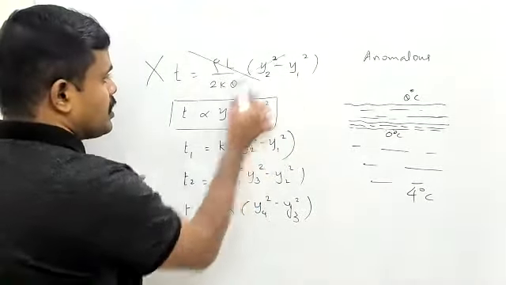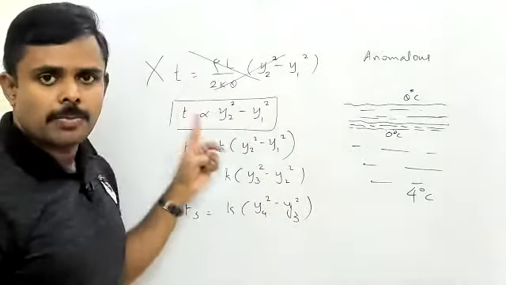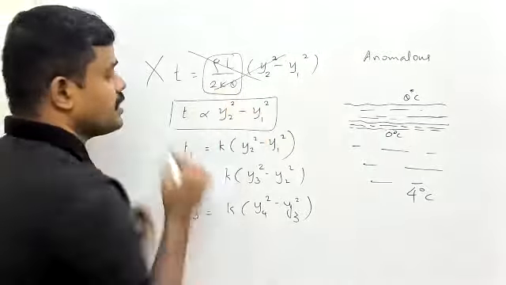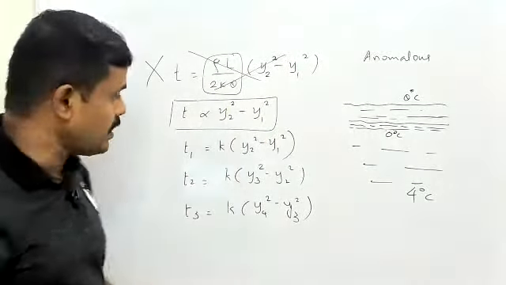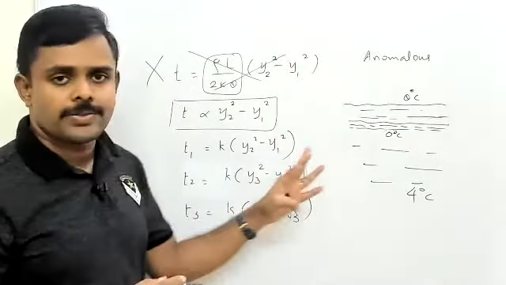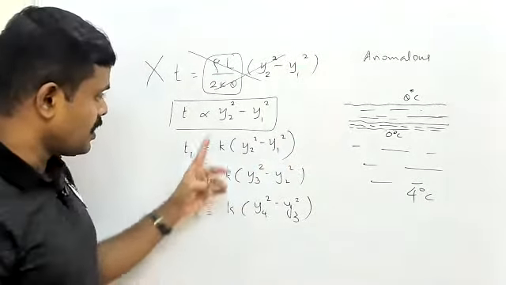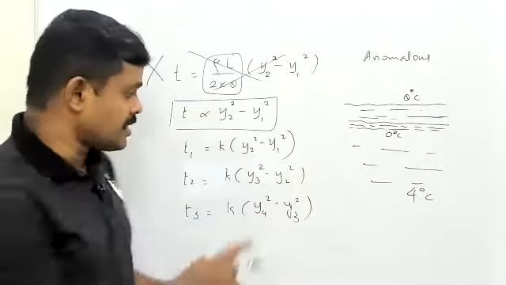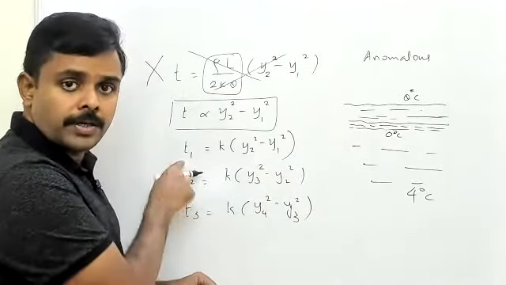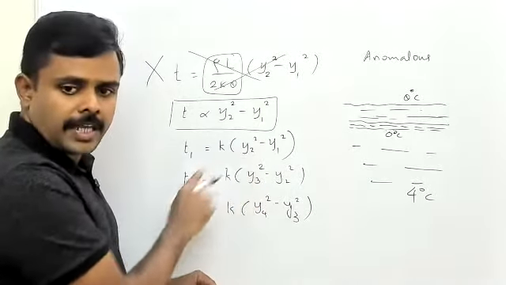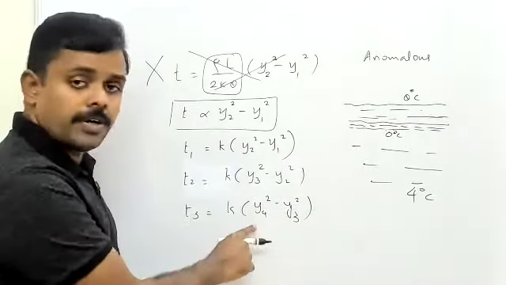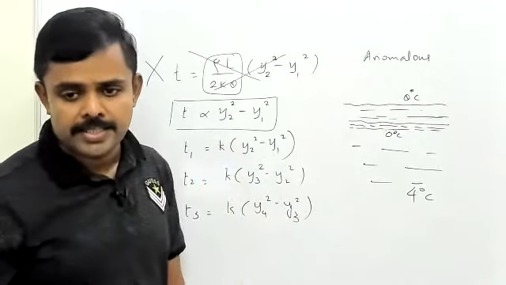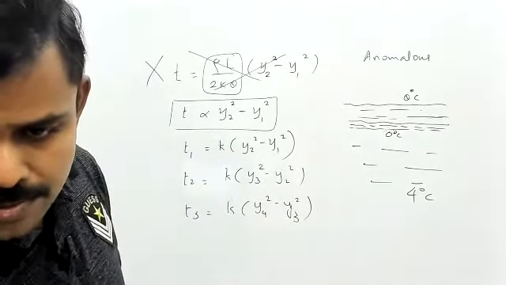Forget about this equation. All these other quantities are constants, so you can take T as proportional to y2 square minus y1 square, or T1 is equal to K into y2 square minus y1 square. T2 is K into y3 square minus y2 square. This is the time taken to grow from y1 to y2, from y2 to y3, and from y3 to y4, and you'll be asked to find the ratio here. Is that clearly understood now?